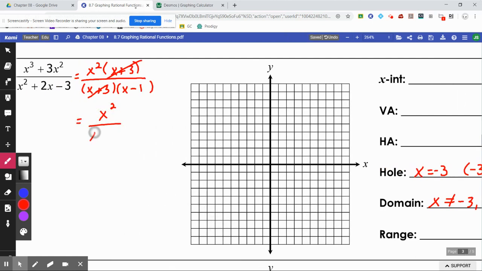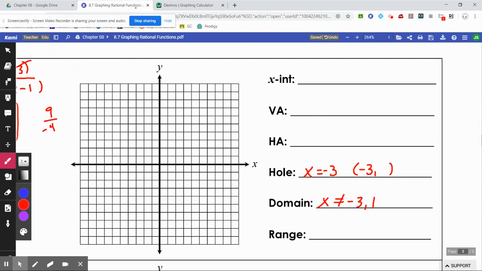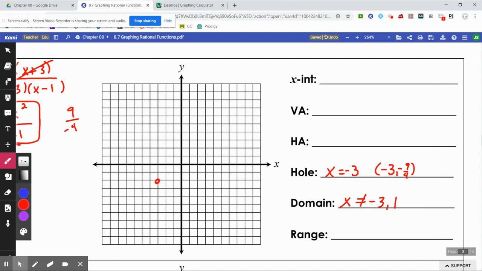And you know that these two functions, the original and this one that I just wrote, are the exact same functions. However, this new one wouldn't have the hole in it. So you can actually plug that negative 3 in to figure out where that hole would be. When you plug in negative 3, you would get 9 over negative 4, so that'd be negative 9/4. So your hole is located at negative 9/4, which is negative 2 and 1/4. So somewhere right around in there is where the hole is going to be located.